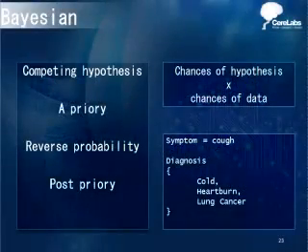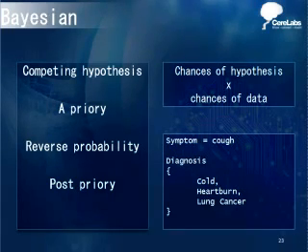About the diagnosis first. If it is cold, what is the probability of cough being there? Very high. If it is heartburn, what is the probability of cough? Very low. If it is lung cancer, very high again. Okay. So we have got these three things.